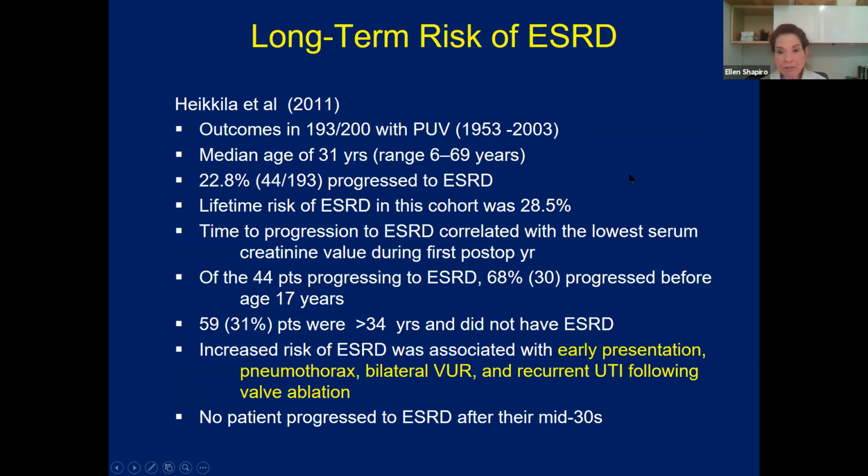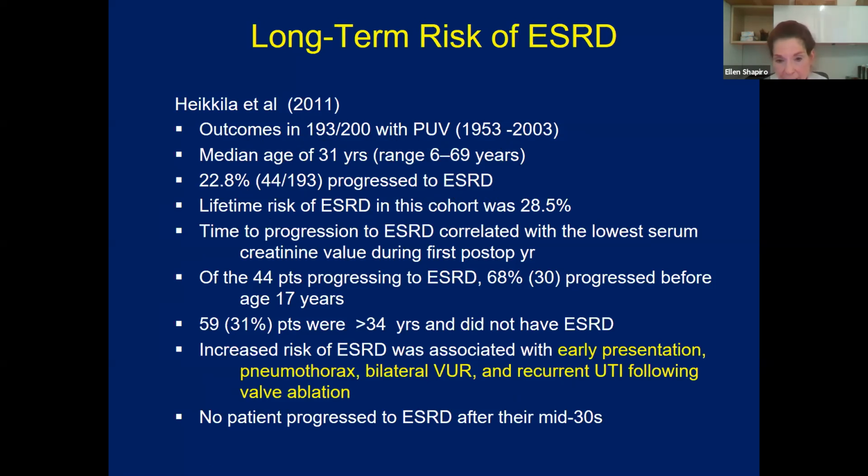Lastly, long-term risks of end-stage renal disease. In 2011, they reported the outcomes in almost 200 patients with valves over a very long period of different treatment times. The median age was 31 years, and 23% progressed to end-stage renal disease. The lifetime risk for end-stage renal disease in this cohort was almost 30%.